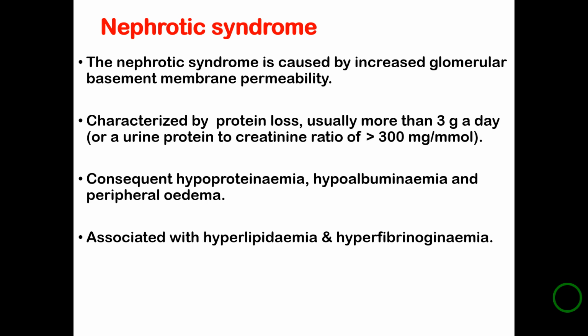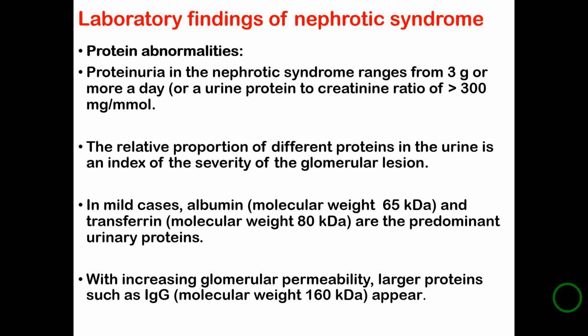Usually other biochemical findings are hyperlipidemia and hyperfibrinogenemia, the increase in the level of fibrinogen, and there will be dyslipidemia with it. The abnormality in the protein first of all starts as selective, with appearance of only smaller molecular weight protein. For example, the albumin molecular weight is 65, and then later on there will be transferrin, which is a bit larger, 80 kDa, kilodalton.